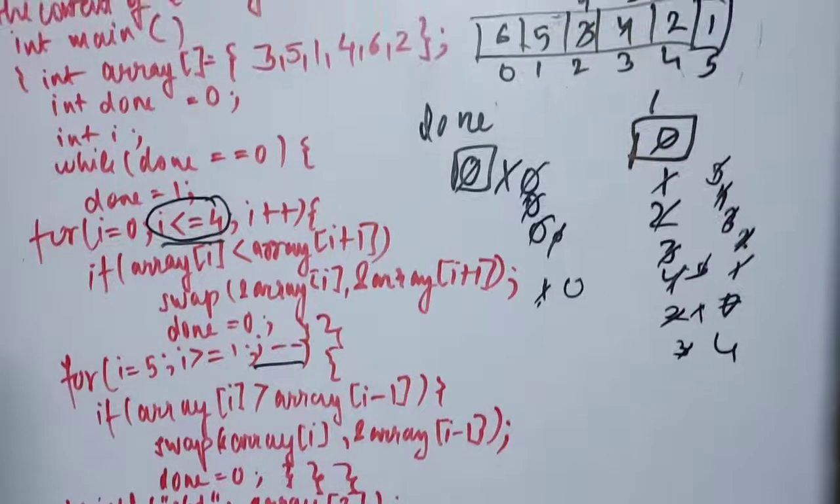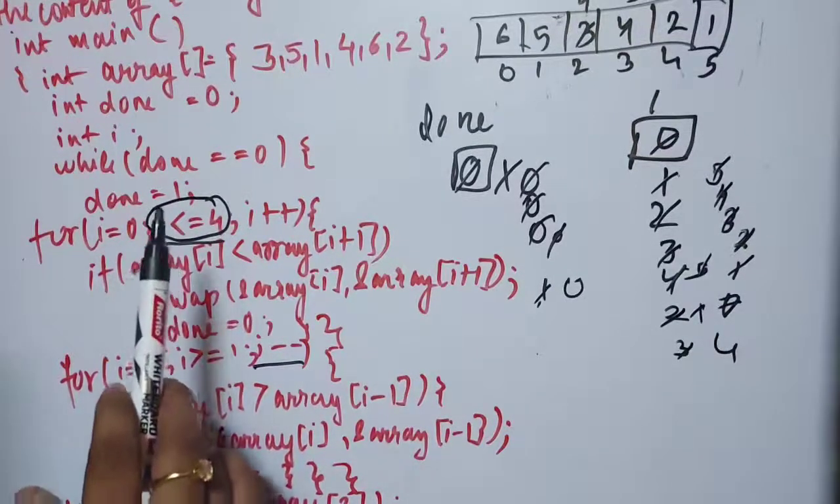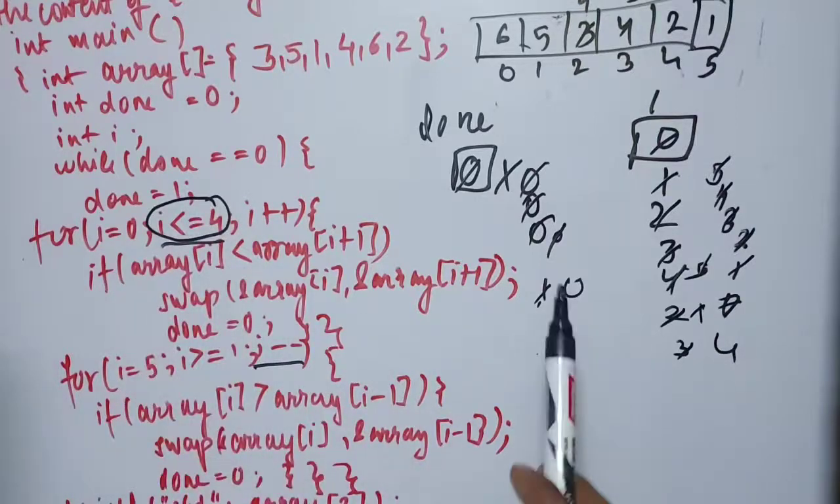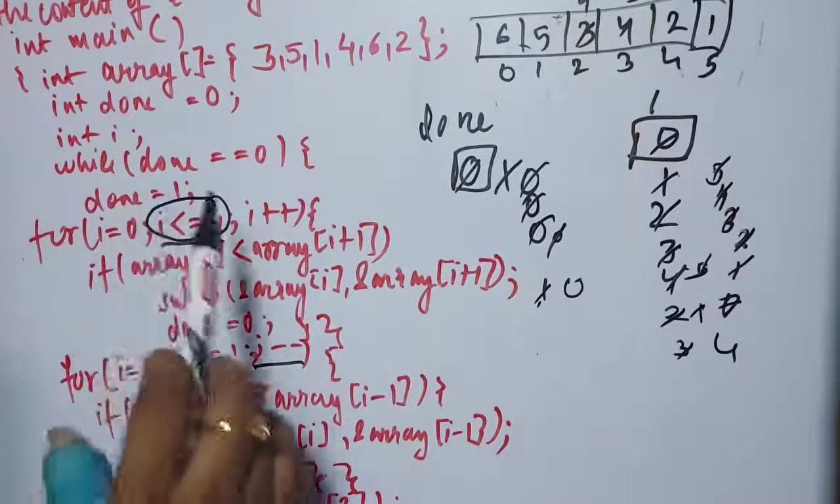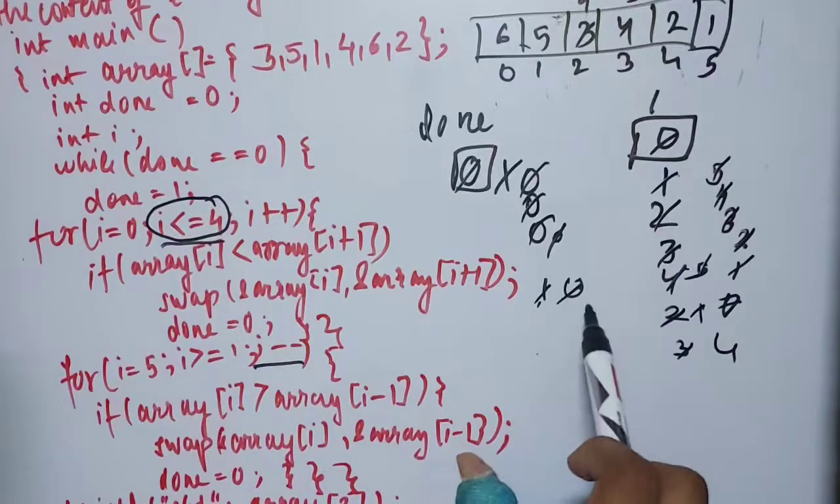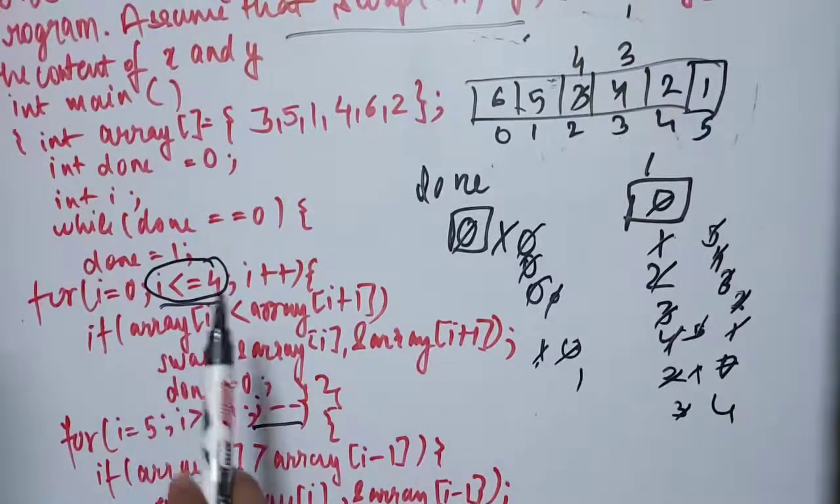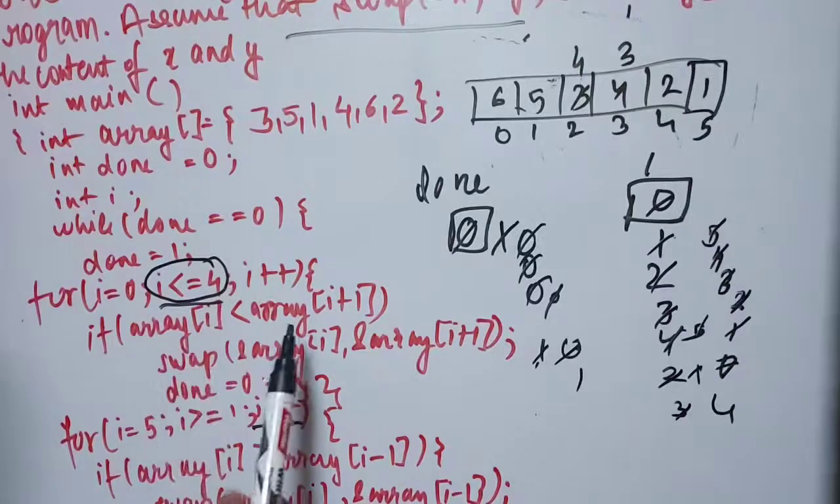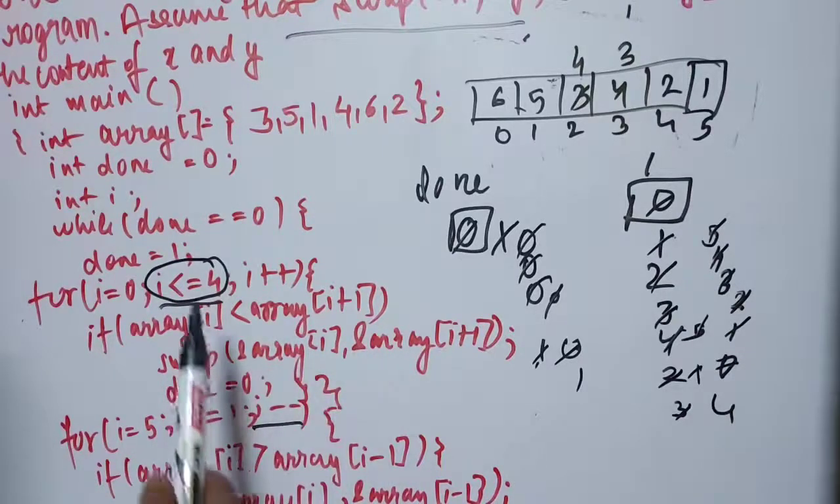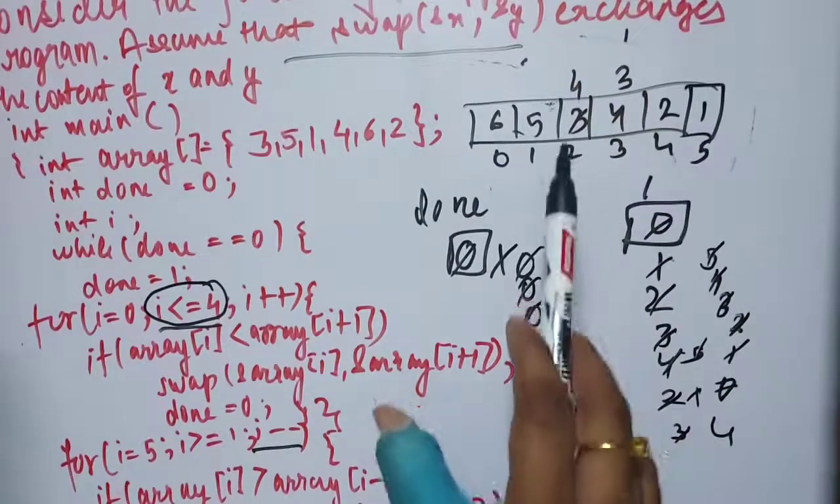Now we will check the while loop condition, if done is equal to 0. The done is equal to 0. Yes. Now done is initialized to 1. So done here gets 1. Now we will check. In this loop we are checking if array of i is less than array of i plus 1, and we are checking from 0 to 4. So we will check here.